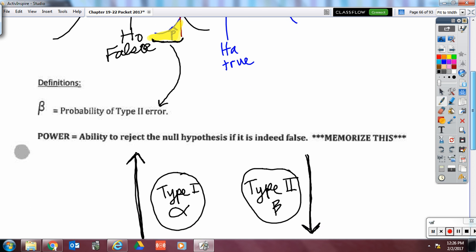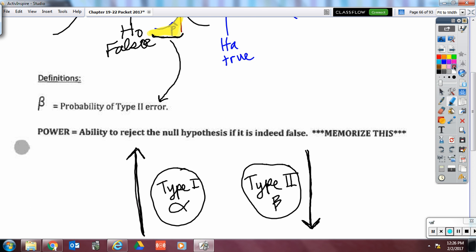Let's learn a new vocabulary word today, and that is this item called power. Power means that you have the ability to reject the null hypothesis if it is indeed false. And that's actually written there on your page. So if it's false, don't you want to reject it? Heck yeah. If the jewelry is toxic, don't you want to reject the null hypothesis that says it's okay? Heck yeah. I want to reject if it's indeed false.